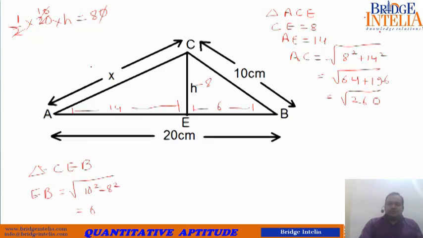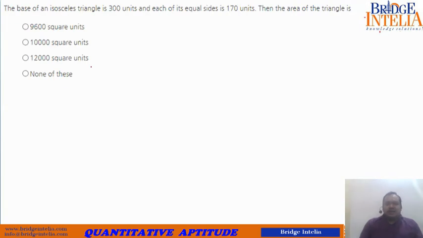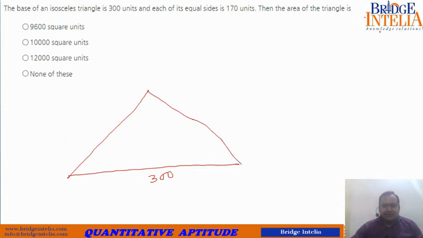Now let's move further. The base of an isosceles triangle is 300 units and each of its equal sides is 170 units. Then the area of the triangle is, so let's understand what is given. The base of an isosceles triangle is 300, and its equal sides, that means this side 170, this is 170.